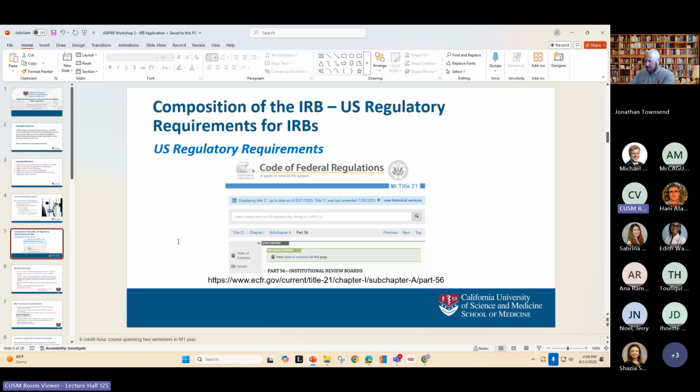And where do these requirements come from? What is the actual document? Well, you'll see this abbreviation in a lot of different documents related to IRB. It's called the Code of Federal Regulations. And I put the website here as well as the web link so that you can look this up at a later time.